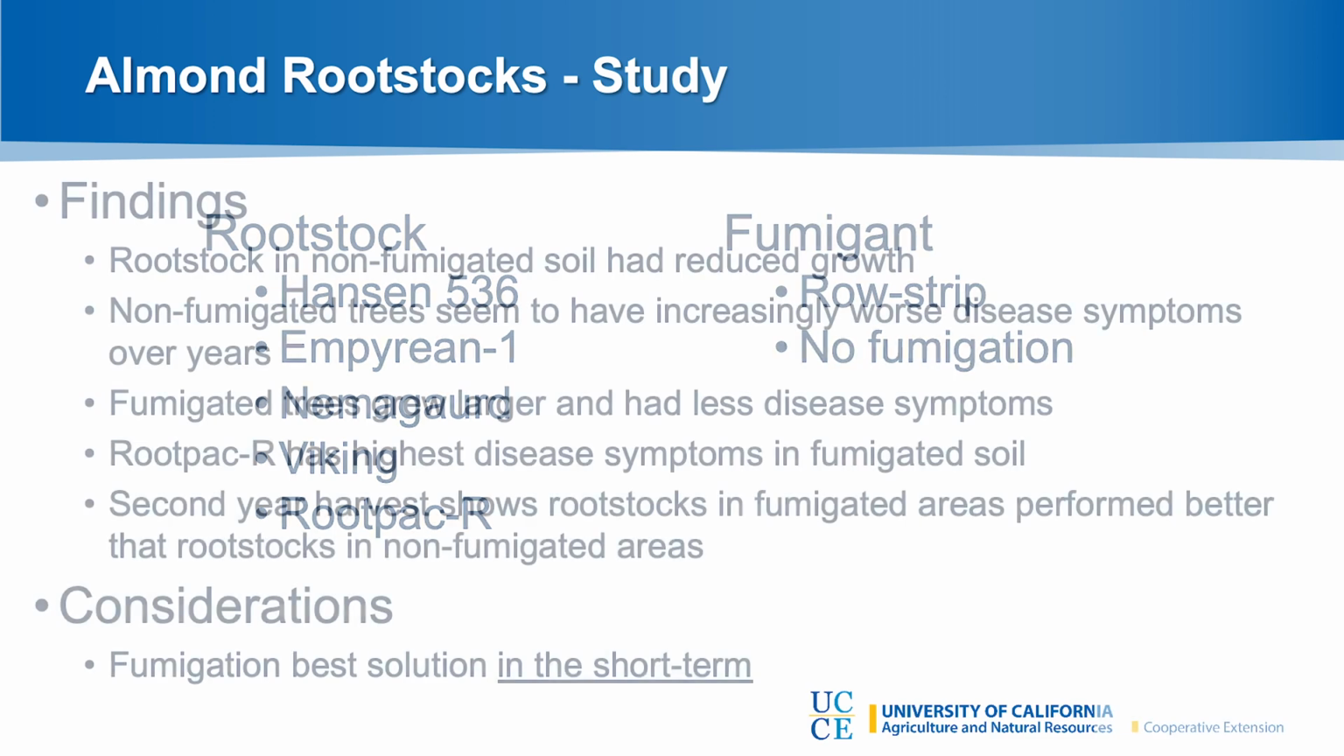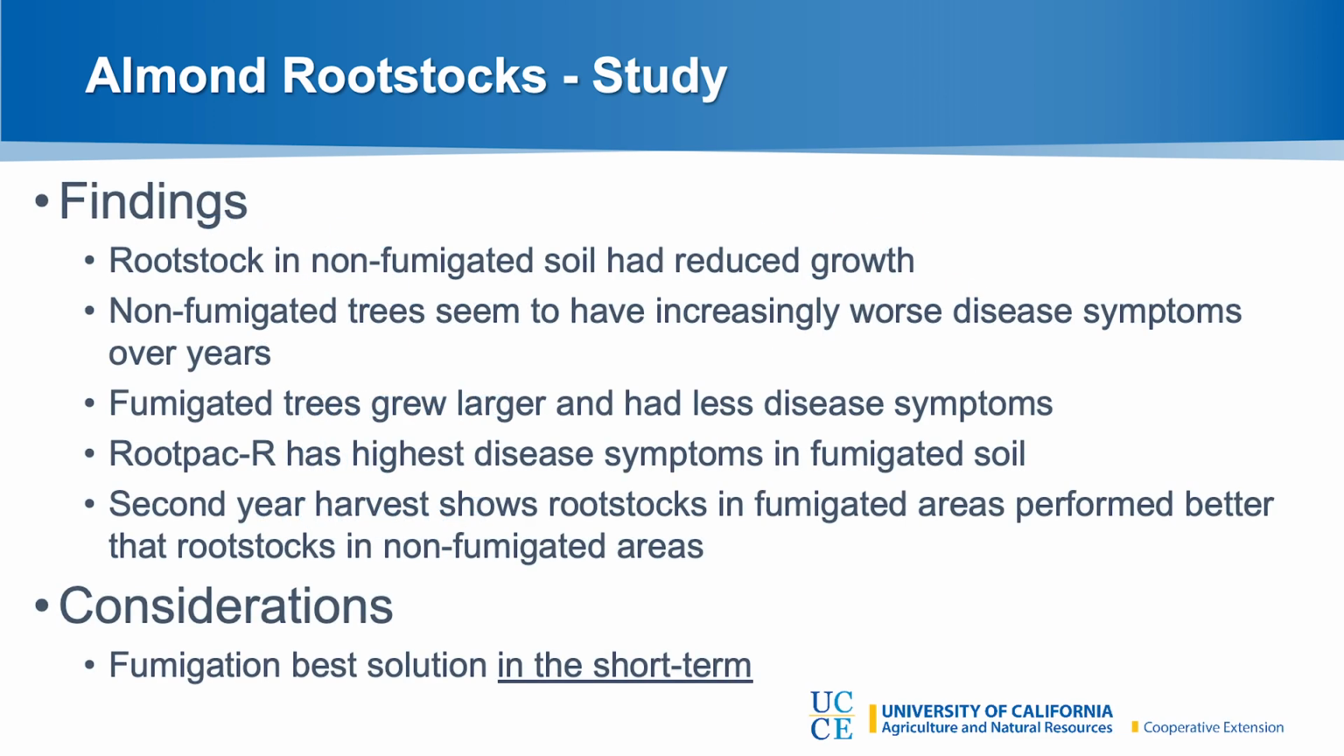And generally speaking, rootstocks aren't as good as fumigation. Again, you don't have to do one or the other. You could potentially do both. So rootstocks in non-fumigated soil, with just no fumigation, were much lower compared to their fumigated counterparts, right? And this is with ring nematode and a little bit of lesion.